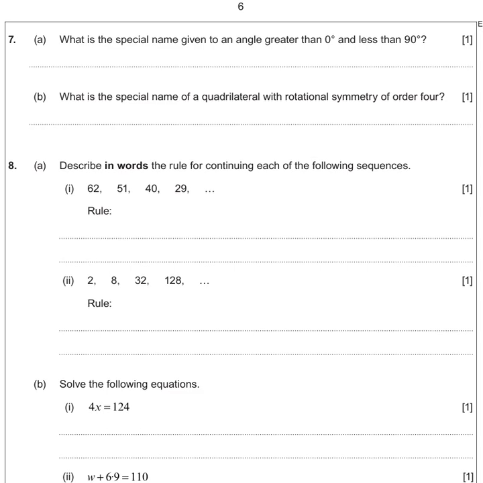(7A). So what is the special name given to an angle greater than 0 degrees and less than 90 degrees? This is acute angle. What is the special name of a quadrilateral? So a quadrilateral has 4 sides with rotational symmetry of order 4.